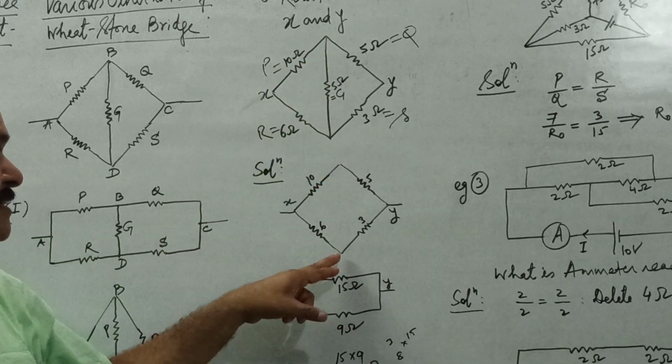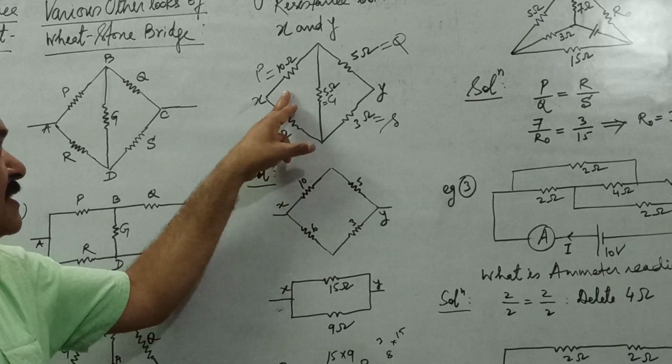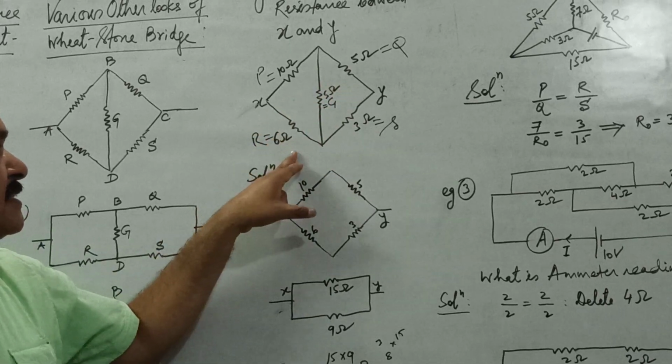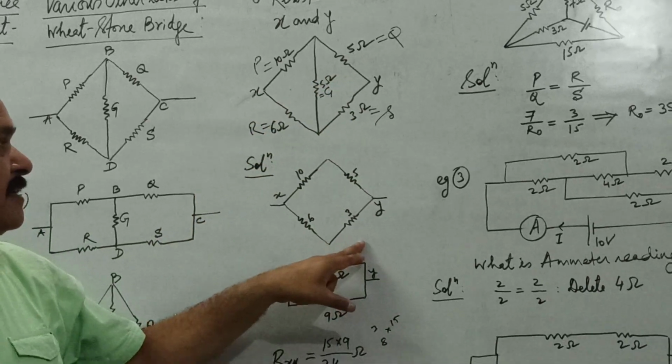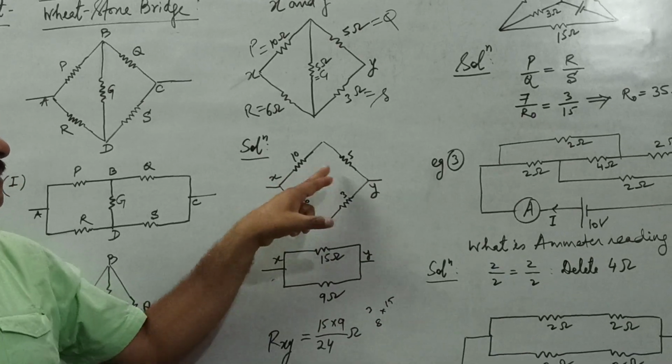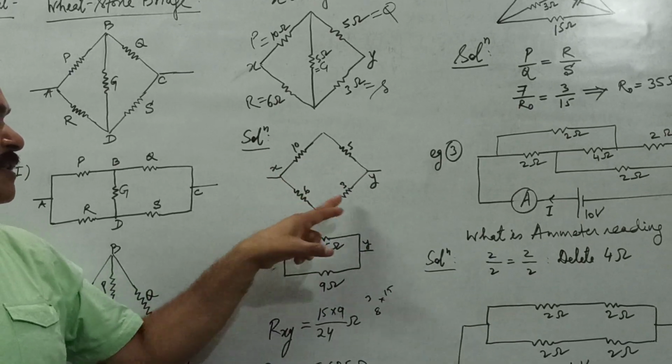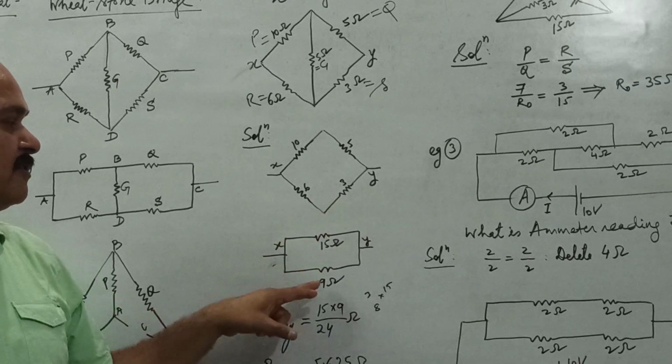Once we delete this resistance, what are we left with? We are left with 10 this side, 5 this side, 6 this side, and 3 this side. And what are these two? In series, their equivalent is what? 15. What are these two? They are again in series. Their equivalent is what? 9.